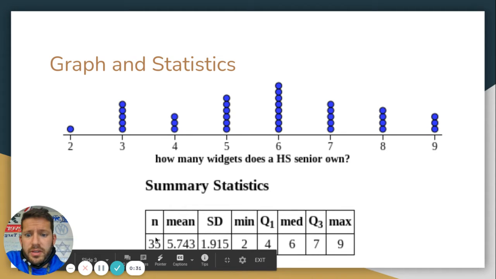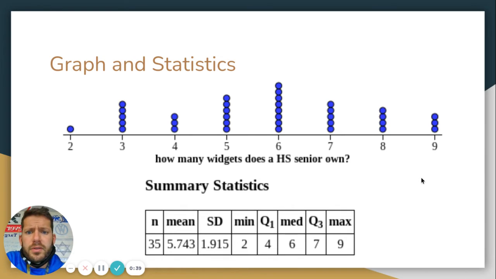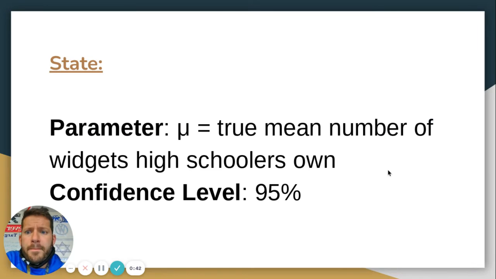statistics. So what I'm going to use from this is I need to know that there were 35 in my sample. The mean was 5.743. The standard deviation of this data is 1.915. So I'll use those in a little bit.